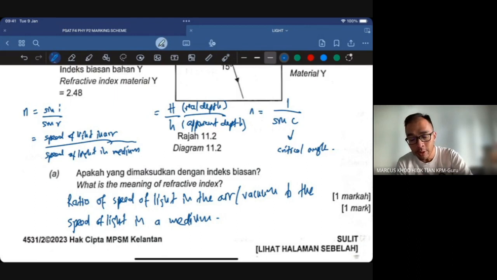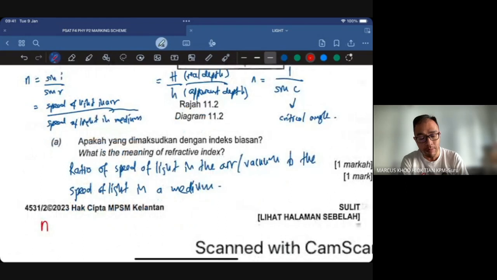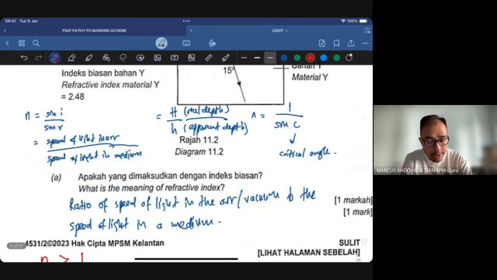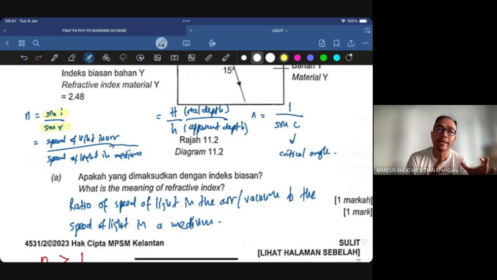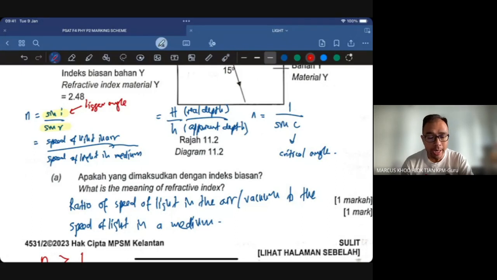Another important point to note when you're talking about refractive index is that all values of refractive index must be more than 1, because the refractive index of air is 1, and air is the least dense material, at least on Earth. So when you're using sine i over sine r, don't take it literally as the incident angle and refracted angle. Always put the bigger angle on top. The bigger angle always goes on top. Don't limit yourself to thinking this is the incident angle because that's where the light is going in.